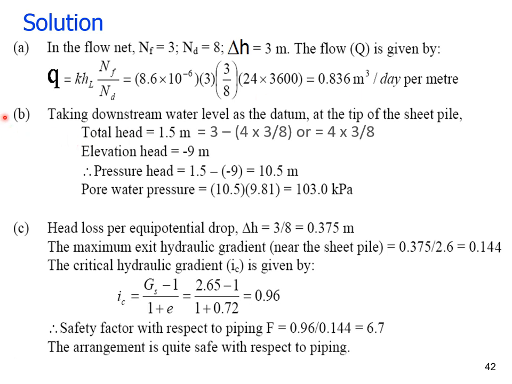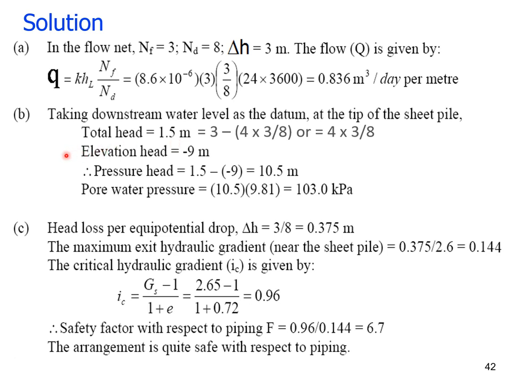For part B, taking downstream water level as the datum, at the tip of the sheet pile, the total head, we discussed the formula of the total head, that is coming equal to 1.5 meter. Actually, it is 3 minus 4 into 3 by 8, or you can say that is equal to 4 into 3 by 8. So referring to the figure and by employing the concept of the total head, you can get it equal to 1.5 meter.